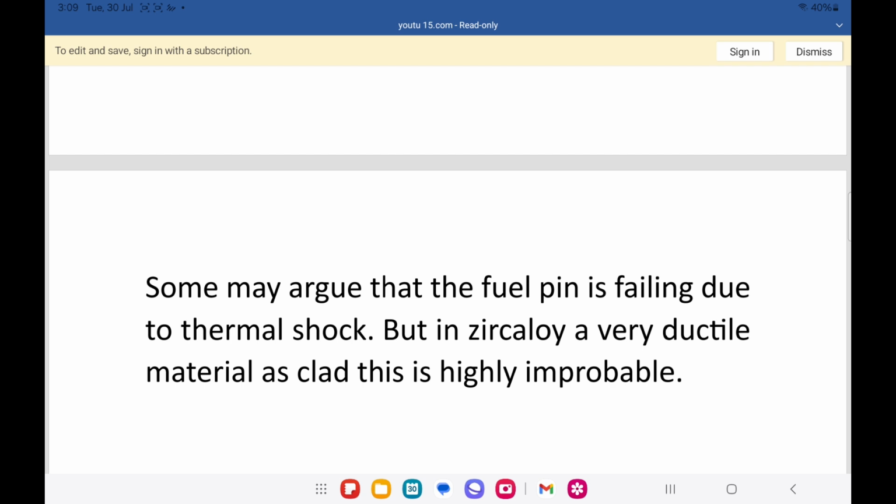Now, some may argue that the fuel pin is failing due to thermal shock. But in zircaloy, a very ductile material as clad, this is highly improbable.